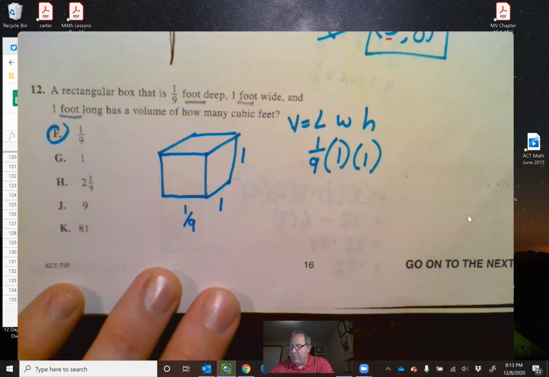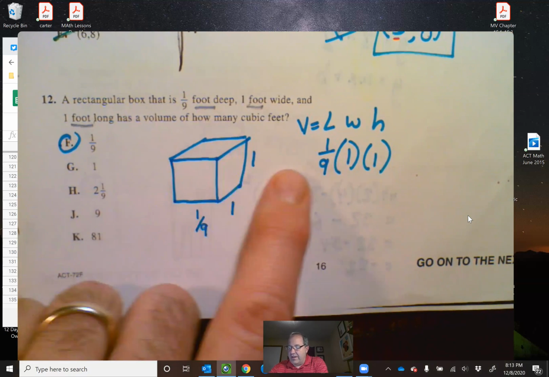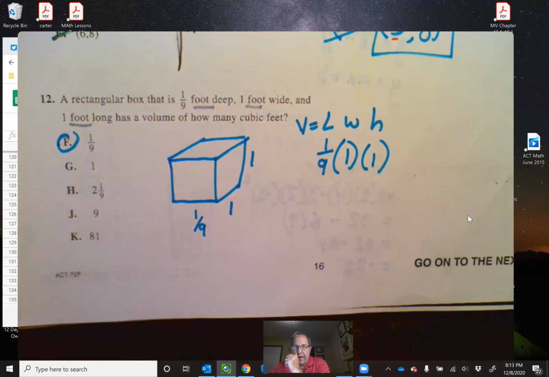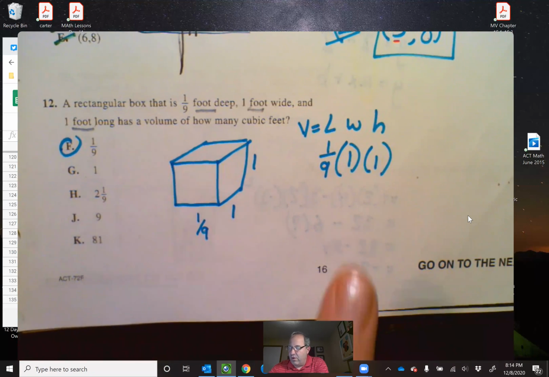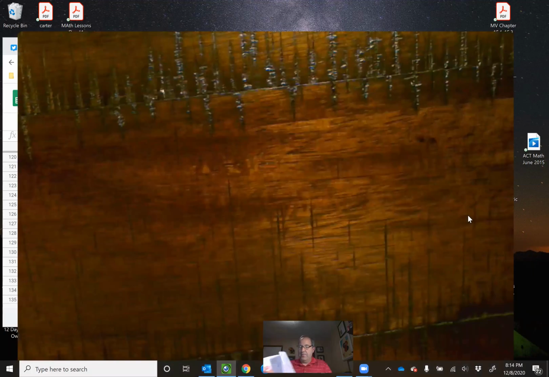Question number 12 is asking to find the volume. So I kind of drew a box with the length, width, and height. We have to know the formula of a box, right? Length times width times height. So 1/9 times 1 times 1 is letter F, 1/9.